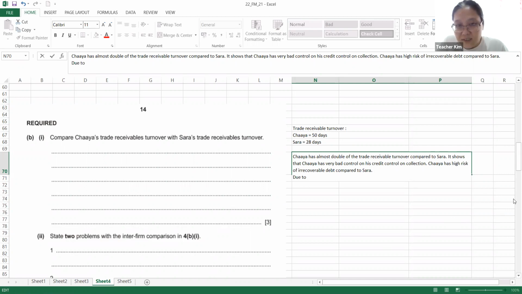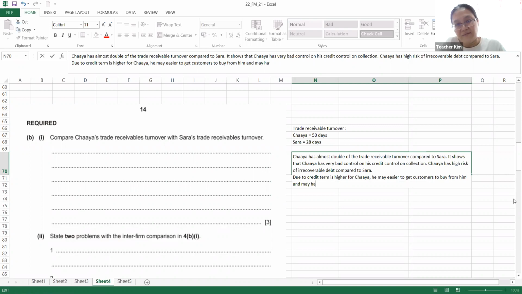Okay. I think about a positive one. Due to the higher credit term for Chaya, he may find it easier to get customers to buy from him and may have higher revenue.